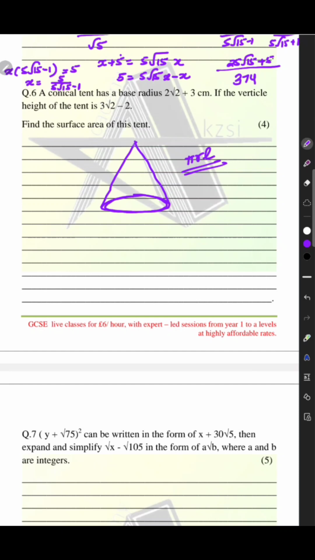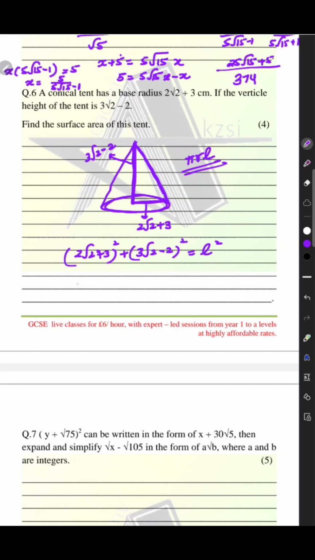We know for this tent, this is vertical height, this is slant height, and this is radius. So for the tent, they have given the base radius as 2 root 2 plus 3. The vertical height is given as 3 root 2 minus 2, and this is a right triangle. So basically we have to apply Pythagoras to calculate the slant height, because the curved surface area has L in it, so that's important. So which means 2 root 2 plus 3 whole squared plus 3 root 2 minus 2 whole squared will give me L squared.